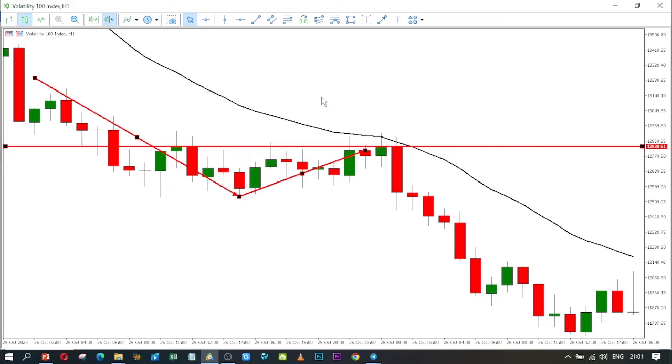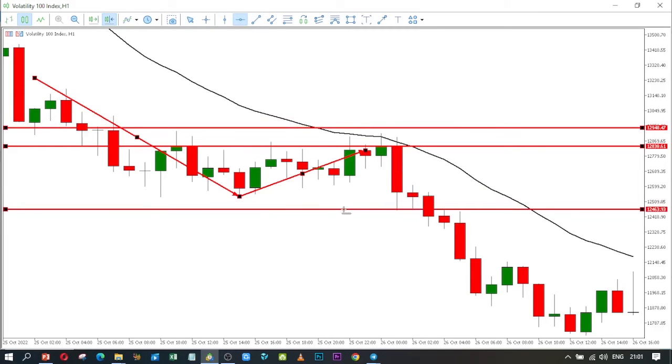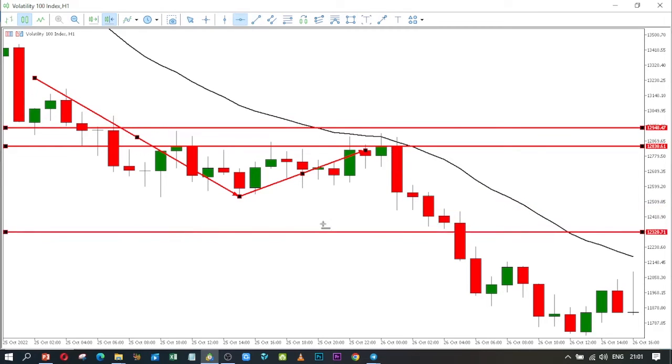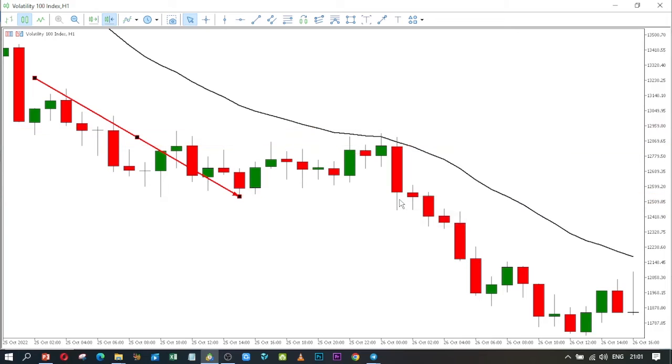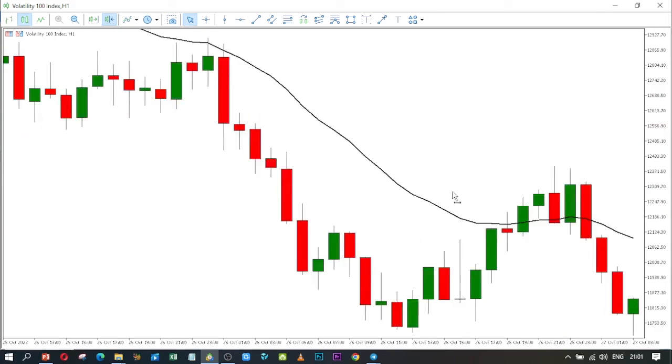So what you want to do here is you want to sell, and you put your stop loss above that candle, and then your take profit should be 2 to 1, 3 to 1, or 4 to 1 risk to reward ratio. I would recommend you to just do 2 to 1 risk to reward ratio. So that's how you place your trades with this strategy.